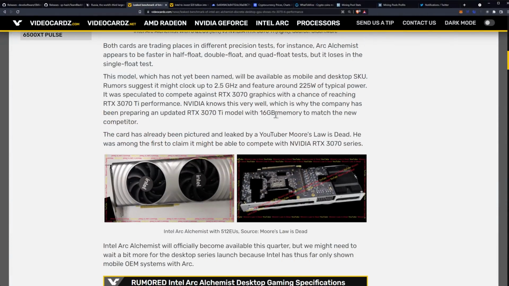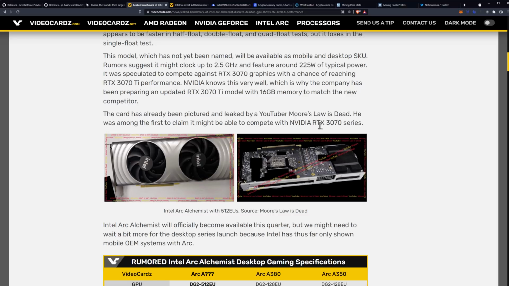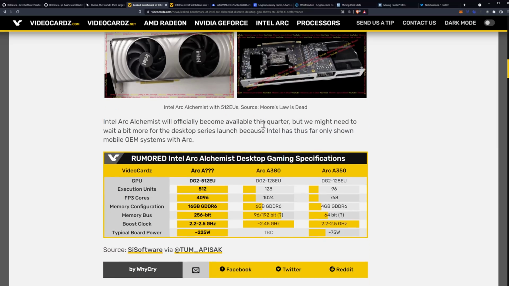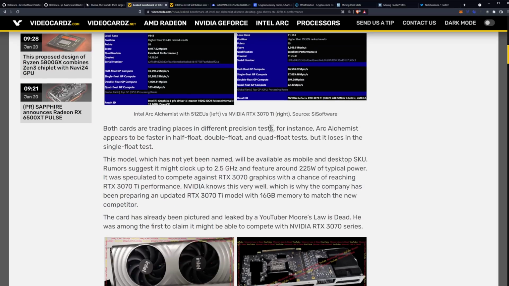The card has already been pictured and leaked by YouTuber Moore's Law Is Dead. He was among the first to claim it might be able to compete with the 3070 series. Intel Alchemist will officially become available this quarter, but we might need to wait a bit more for the desktop series to launch because Intel has thus far only shown mobile OEM systems with Arc.